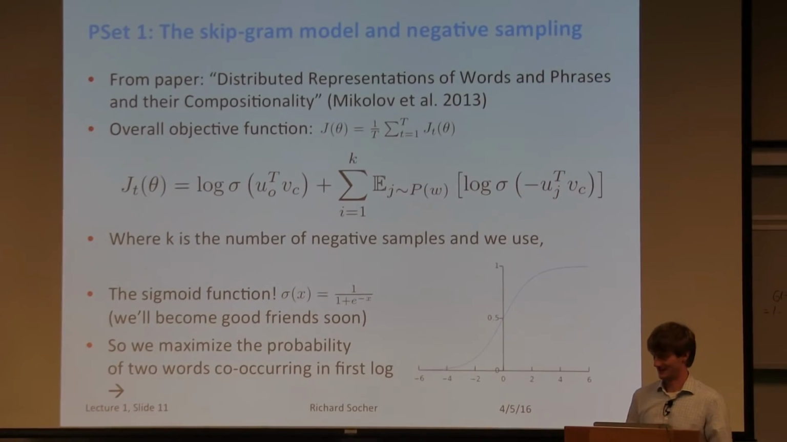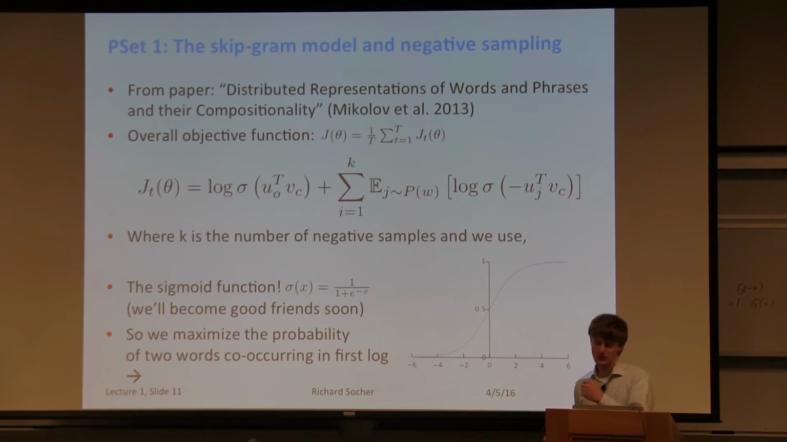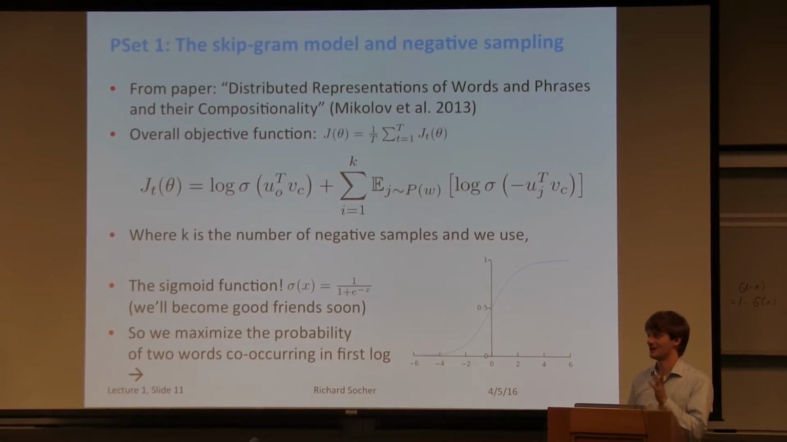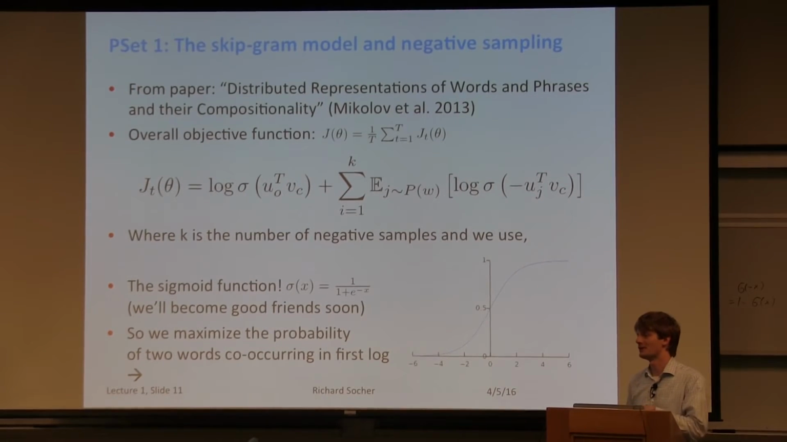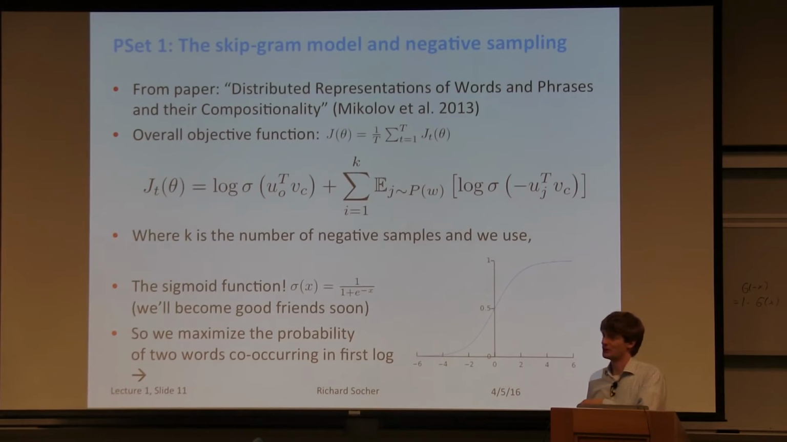Is there a rule of thumb for the number of negative samples to use? There is, and I will show you in a couple of slides at what point it becomes not as useful anymore to go above. But usually 20 or so is a good number.